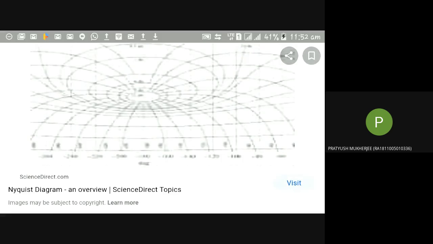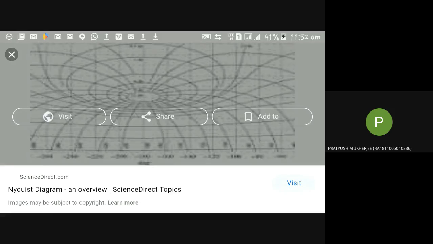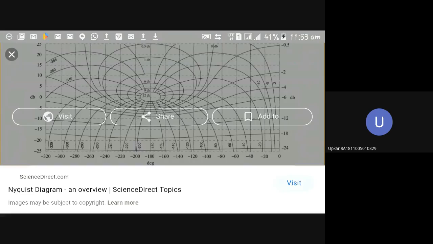You can see, are you able to see? Yes, ma'am. That chart will have N circles and M circles. You can check for yourselves. So many circles are there, isn't it? Are you able to check it out? Yes, ma'am, some circles are marked.